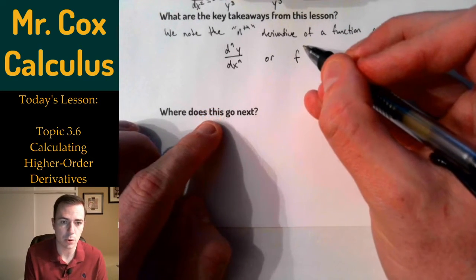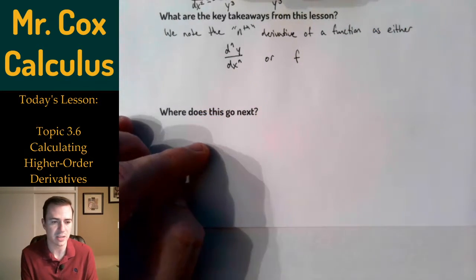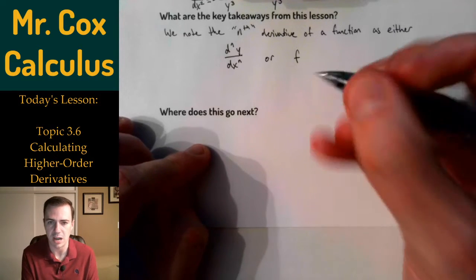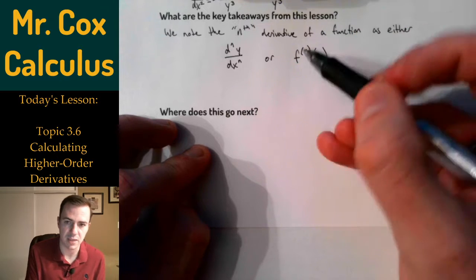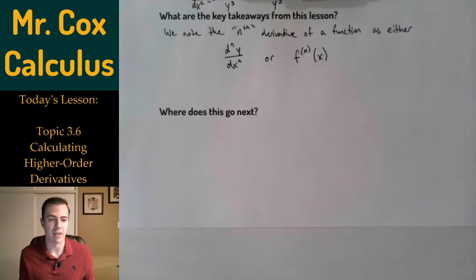again, f, we can put the prime tick marks really after about 3. You stop doing that, and you just kind of note it like so. It would be the nth derivative of f of x. So the notation is a big takeaway today. Really, the process of taking a derivative of a derivative doesn't change anything in terms of new skills.